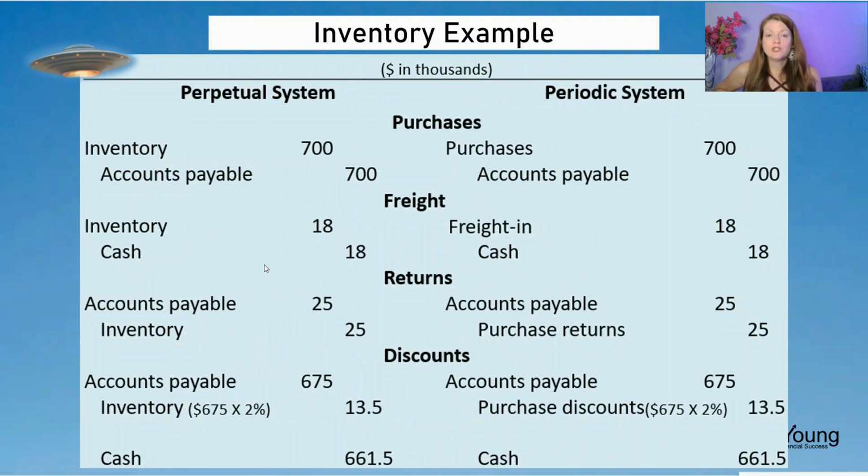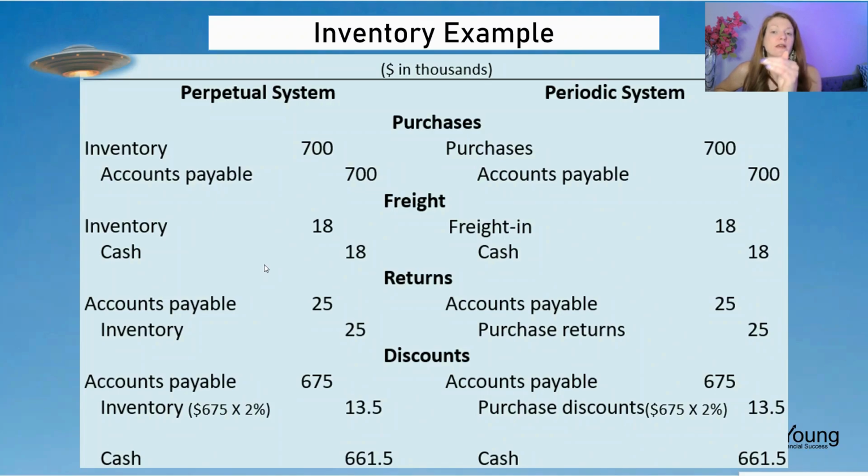Then whenever it came to returning some of the goods, they returned $25,000 worth of the goods. We are going to get rid of some of the accounts payable. They haven't paid for it yet, so we're going to go ahead and decrease accounts payable in both situations by $25,000. And then under the perpetual, we are going to decrease the inventory. We have less inventory. We spent less on the inventory. And then for the periodic, we have a separate contra account called purchase returns that we are going to record the $25,000 under.